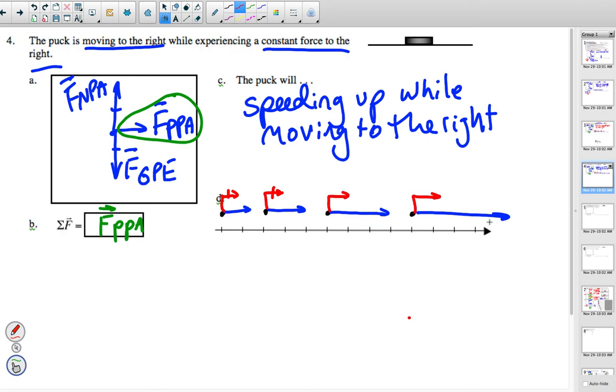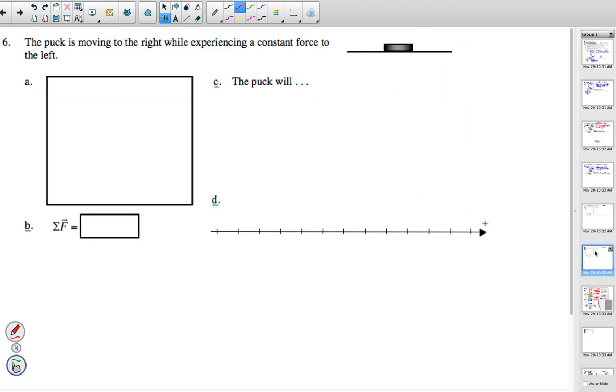Next up, we'll have to consider what happens to an object when it's moving to the right but experiencing a constant force to the left. Check out the next video to do number 6.